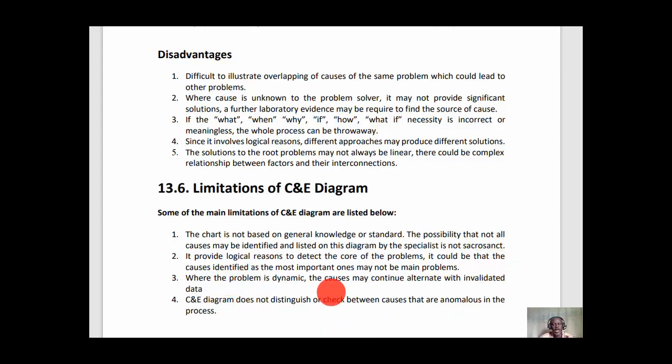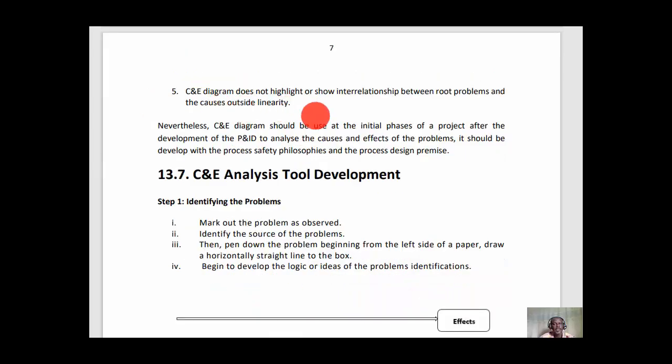It provides logical reasons to determine the core of the problem. It could be that the causes identified as the most important ones may not be the main problem. Where the problem is dynamic, the causes may continue to alternate with invalidated data. The C&E diagram does not highlight or show interrelationships between root problems and causes outside linearity.